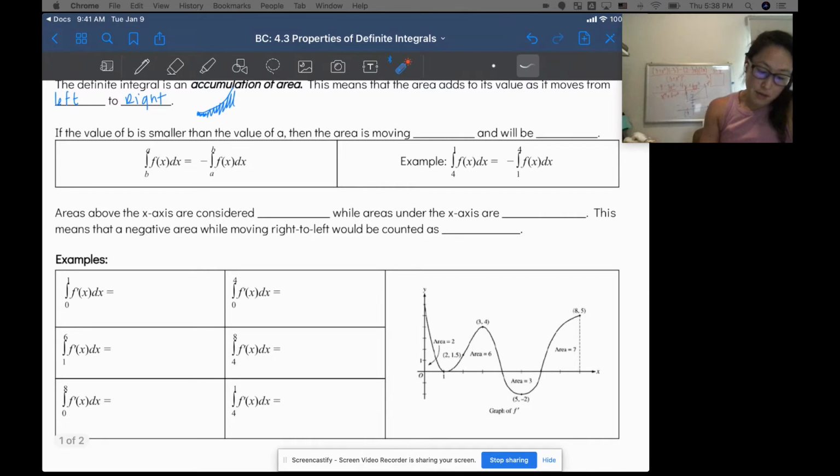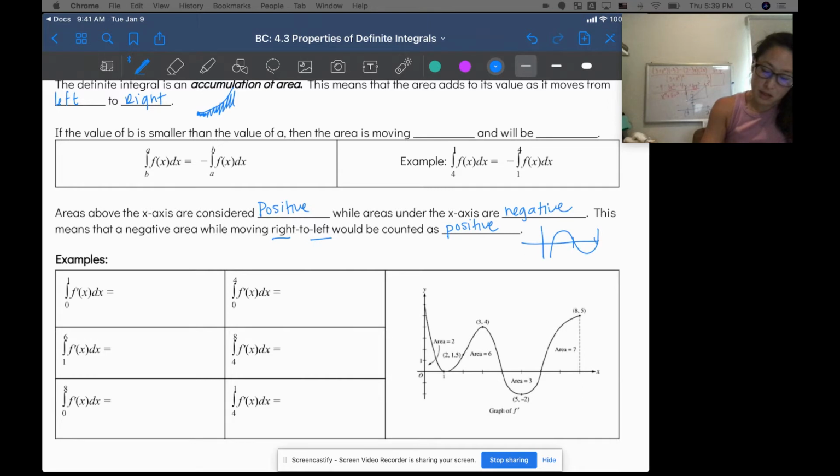The area above the x-axis is considered positive. The area below the x-axis is considered negative. And this means that the area while moving right to left would be counted, so a negative area counted right to left would actually be positive. Okay, I missed some lines up there. So that would be like this. If this was a to b, and I was moving from b to a, the area is negative, but since I'm moving backwards, it's going to be considered positive.